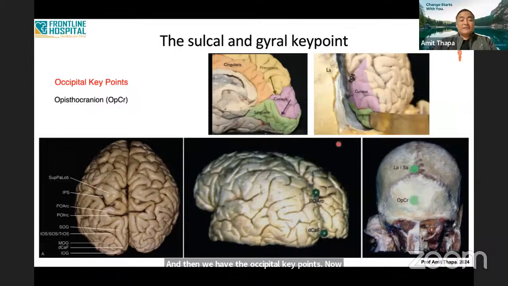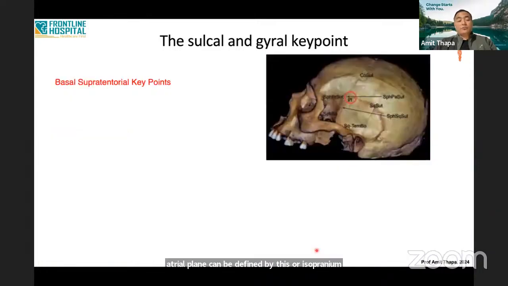And then we have the occipital key points. The occipital key point is basically the opisthocranion, which is the posterior or occipital protuberance of the occiput, and it actually lies over the apex of the calcarine sulcus. If you see the axial plane made by this particular point, it will involve the posterior part of the calcarine sulcus, the anterior part of the lingula, and then the isthmus of the cingulum, and then one can actually go into the splenium. So this particular axial plane can be defined by this opisthocranion cranial landmark. This is an important landmark from the occipital approaches point of view.